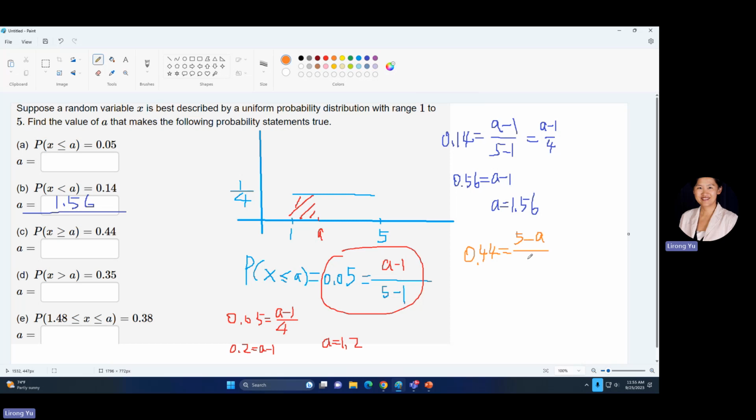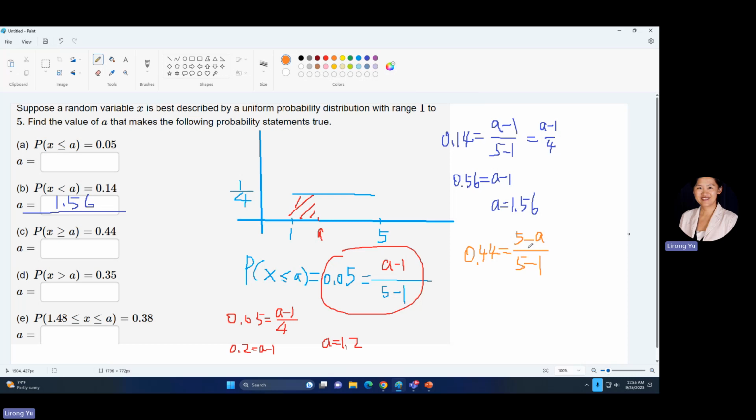The upper bound is 5, lower bound is a. 5 minus a equal to 5 minus 1. The overall, the big difference is 5 minus 1, and this is 5 and a is the lower bound. So that ratio should be 0.44. That means the probability for x higher than a, be higher than a on the right side. And then we finish the calculation, and now we'll get the a part.